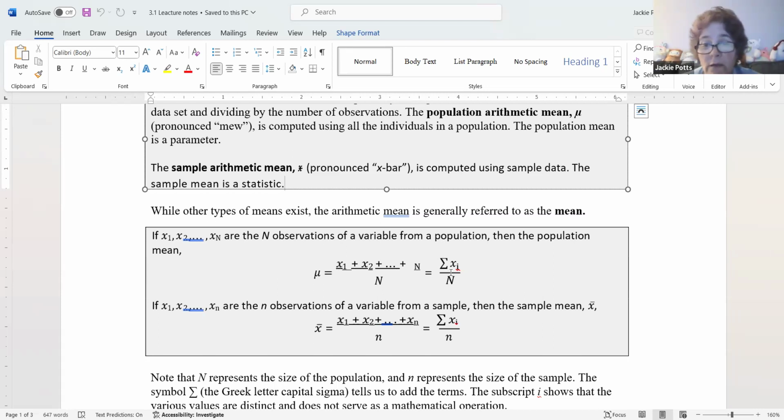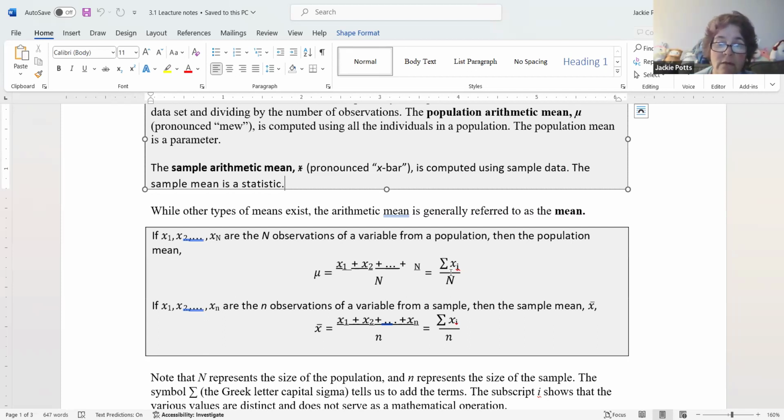So x sub 1 plus x sub 2 plus, well, the sub numbers mean the first x, the second x, the third x. And remember, x is just a piece of data. So it's the first piece of data plus the second piece of data plus the third piece of data. So they're numbers. And then the capital N, remember again, is the size of the population, where a lowercase n is the size of the sample.